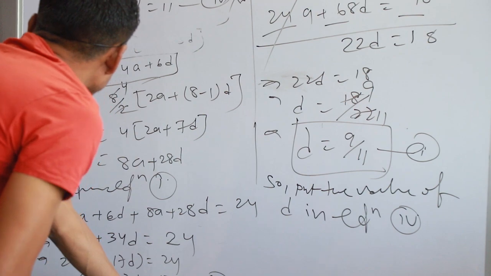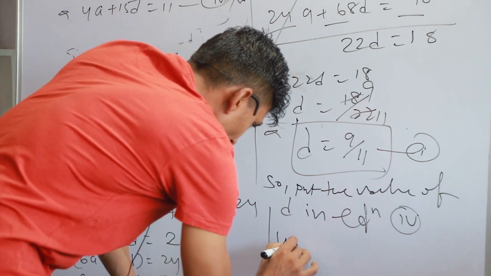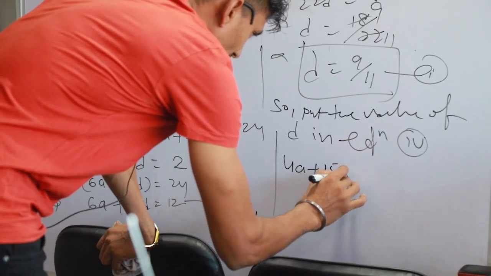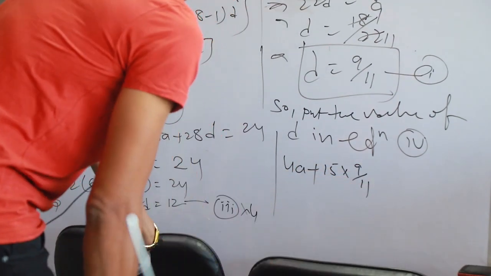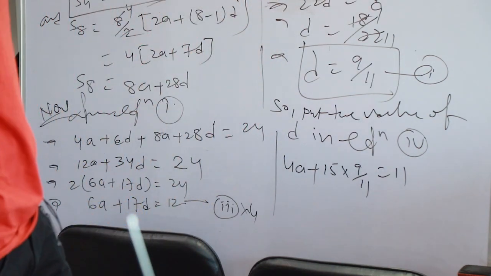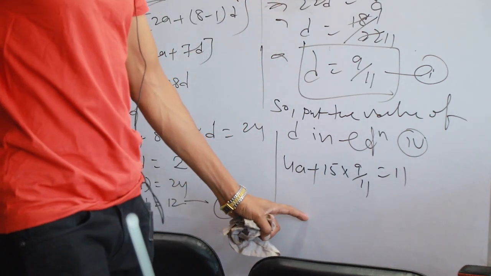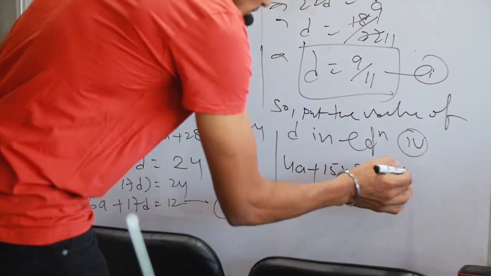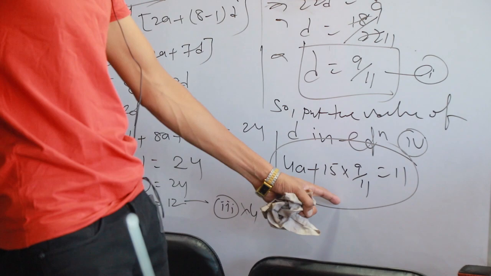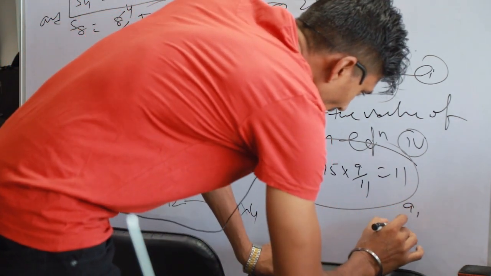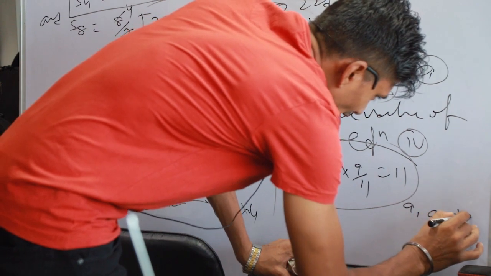तो ये क्या हो जाएगा? d 4a plus what the value of d? 9 by 11. 4a plus 15 into 9 by 11 equal to 11. Now from here we have to find the value of a, and then we have to write the third term of the given AP. You have to solve yourself and find the value of a, and you have to find the third term. That means term will be a plus d and a plus 2d.